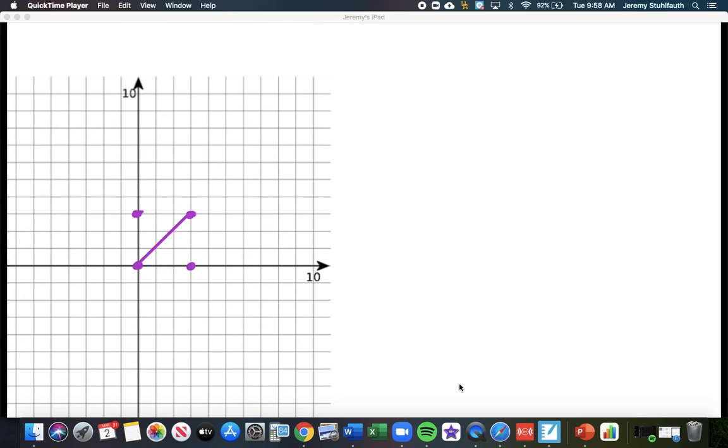So to find that distance, it would be easy enough to just draw in our right triangle. So we'd have 3 and 3. So if we use the Pythagorean theorem, we'd have 9 plus 9 equals c squared. And then we'd have 18 equals c squared. So the diagonal distance is the square root of 18.